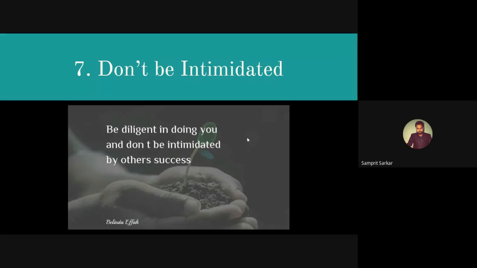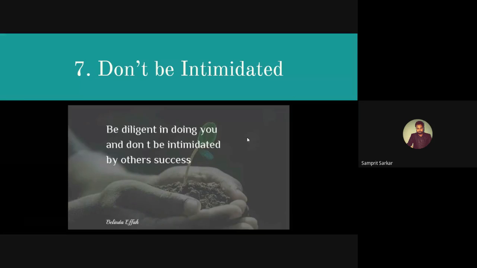And the last point will be, don't be intimidated. In your job profile, you will see that lots of people are doing a lot better than you. You will be seeing lots of people doing a lot of things in their field, and they are already at a great level, but you are nowhere compared to them. It can actually scare you.